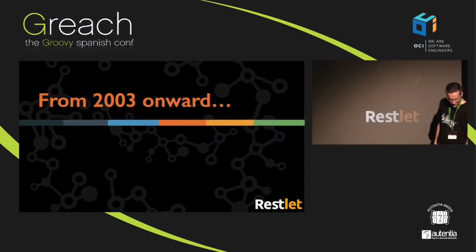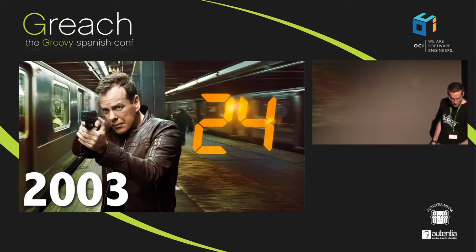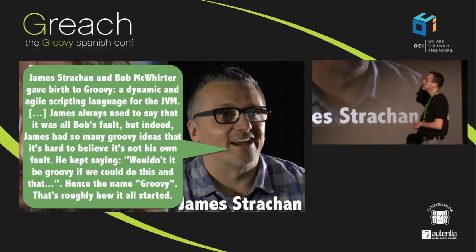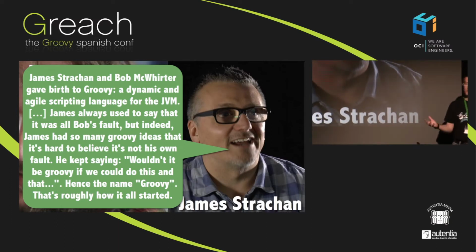So I'll do a quick history of the project. Back in 2003, two guys, Bob McWhirter and James Strachan, decided to create a new language. Wouldn't it be groovy if Java could do this or that? By thinking about all the things these guys would have liked to have in Java back in the day, they decided to call the project Groovy because it would be a groovy name, and the name somehow stuck. And that's actually the real story behind the name Groovy.